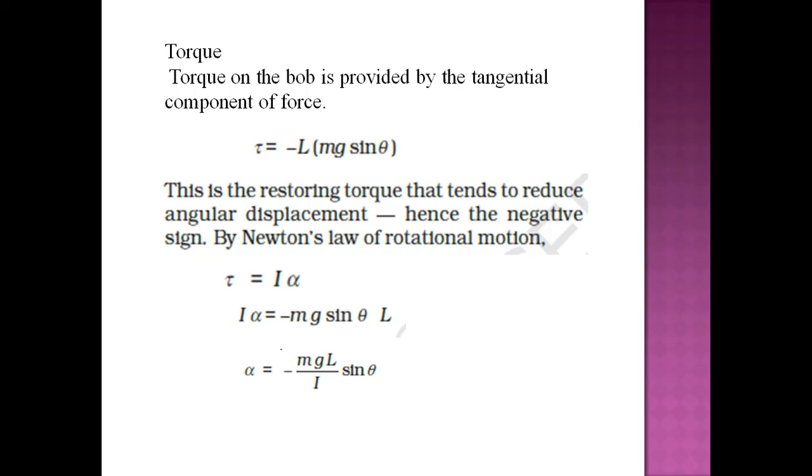But we know by Newton's law of rotational motion that torque is equal to I into alpha. Here I represents the moment of inertia of the oscillating body, and alpha is angular acceleration. So if you equate these two expressions, I alpha will be equal to minus mg sin theta into L. So alpha will be equal to minus mgL by I into sin theta. For very small angles of theta, sin theta can be approximated to theta. So we can change this expression to alpha equal to minus mgL by I into theta.